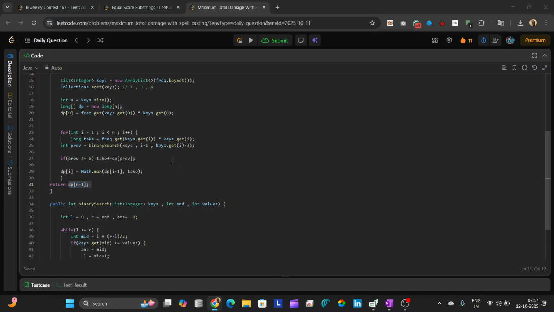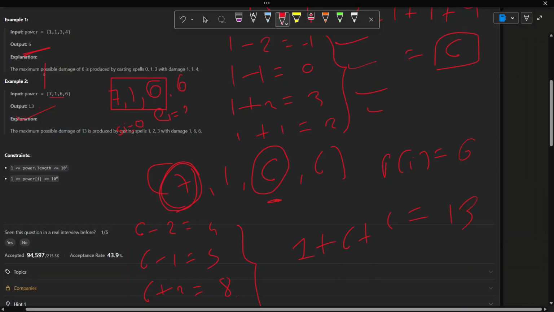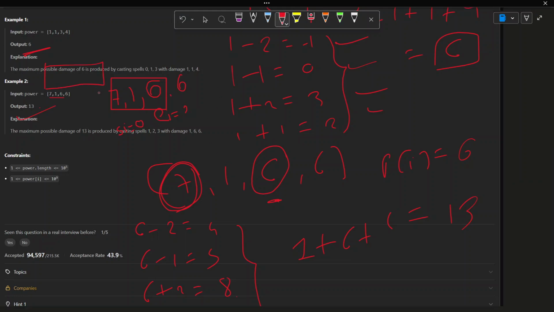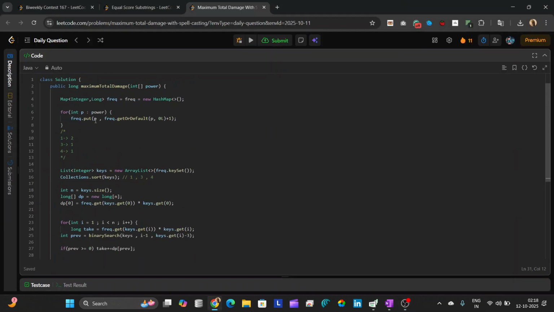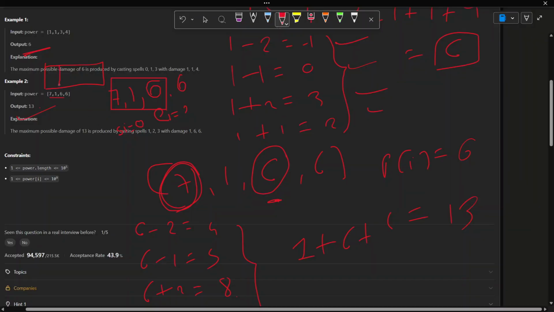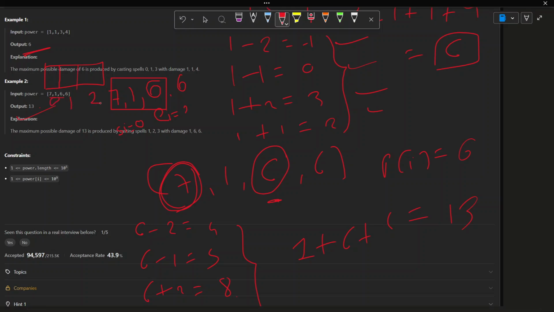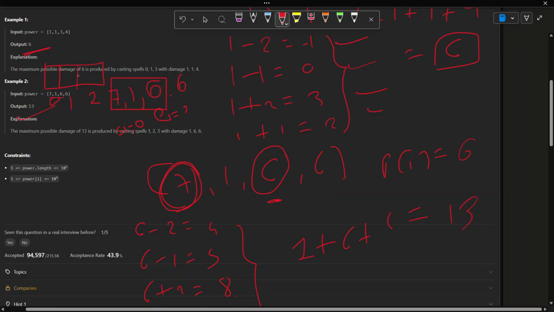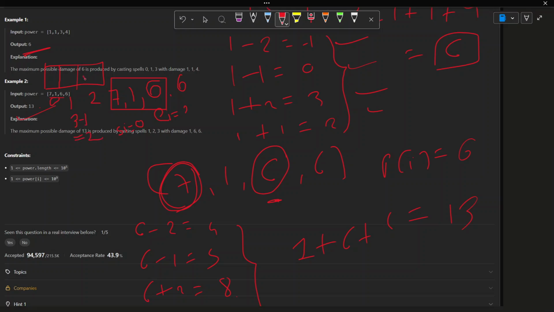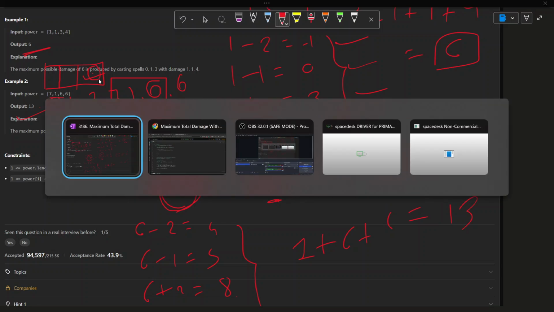Dp of n minus 1 means, here n is the size of dp. So dp size is 3, meaning indices 0, 1 and 2. This is n minus 1: n equals 3, 3 minus 1 equals 2, and that is our final answer stored here.